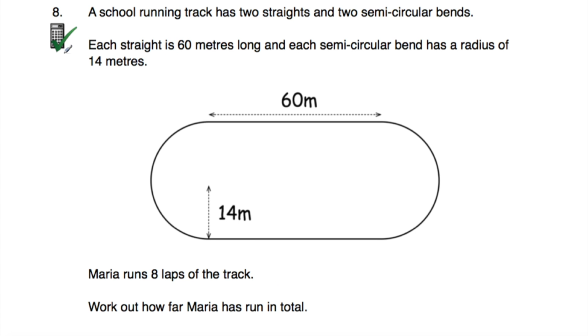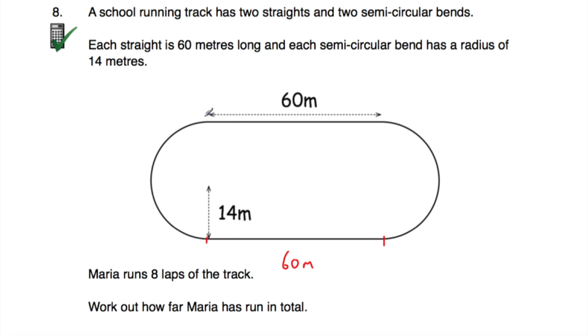And it's a calculator question. So first of all, let's find the perimeter of this running track. Let's find out how far Maria runs in 1 lap of the running track. So if this is 60 meters, down here from here to here would also be 60 meters as well. So that's those 2 distances from here to here, and from here to here is 60 meters and 60 meters. So now we need to find the lengths of the bends.